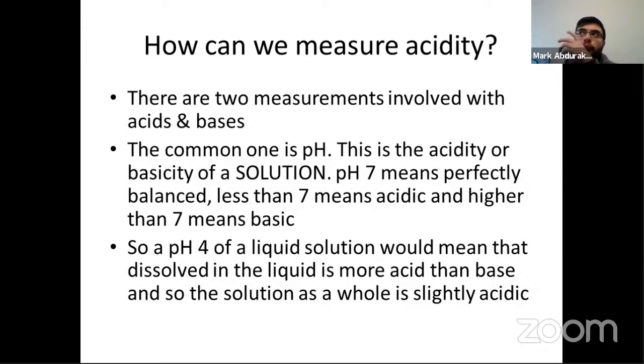We'll talk about this later, but there's also pOH, which is much less common, you don't really see it. It's the measure of OH minus, and it's like the measure of acidity, and it's just like the inverse, the flip of pH.